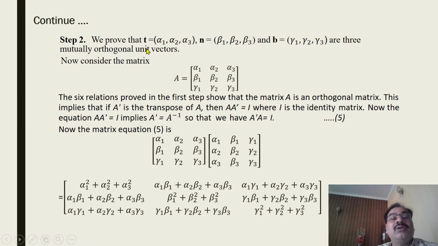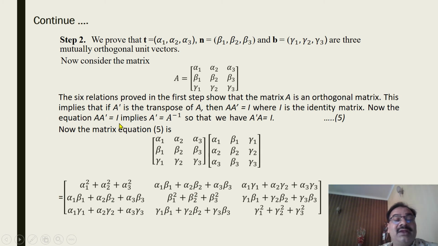Now step 2 is we prove that t is equal to alpha 1 alpha 2 alpha 3, n is equal to beta 1 beta 2 beta 3, and b is equal to gamma 1 gamma 2 gamma 3 are three mutually orthogonal unit vectors. For this purpose, consider the matrix A with alpha 1 alpha 2 alpha 3 in row 1, beta 1 beta 2 beta 3 in row 2, and gamma 1 gamma 2 gamma 3 in row 3. The sixth relation proved in the first step shows that the matrix A is an orthogonal matrix. This implies that if A dash is the transpose of A, then A A dash is equal to identity matrix, where I is the identity matrix.